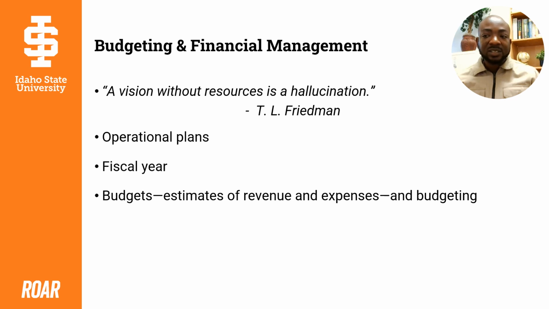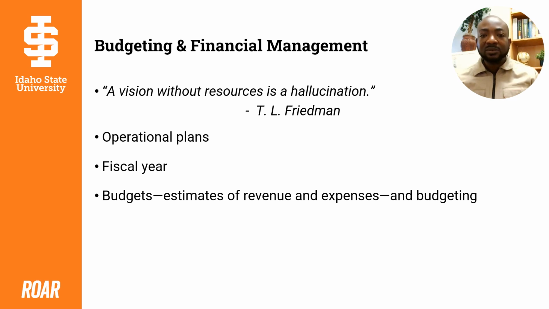So T.L. Friedman once wrote that a vision without resources is a hallucination. Organizations typically develop an operational plan for a given time horizon, for example, 3 years, and that flows from their strategic plan, goals, and objectives. They also engage in an annual planning process that focuses on the organization's upcoming fiscal year. A fiscal year is the annual time frame used for financial accounting purposes. For example, July 1st through July 30 or January 1 through December 31.